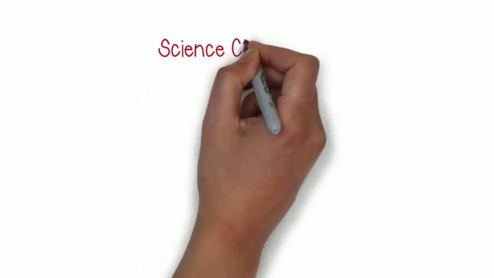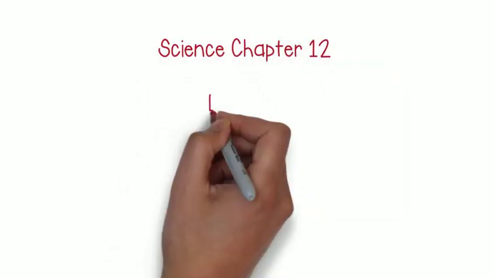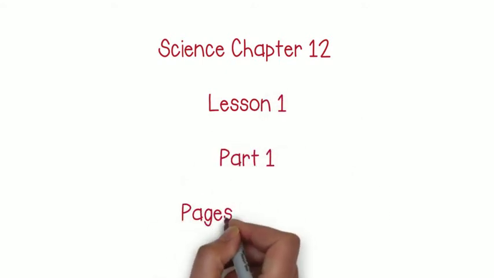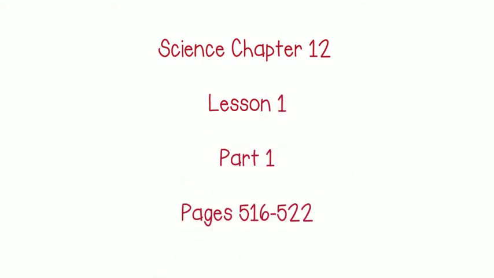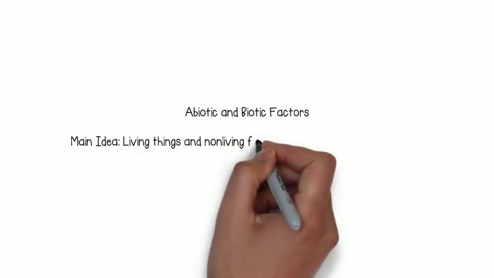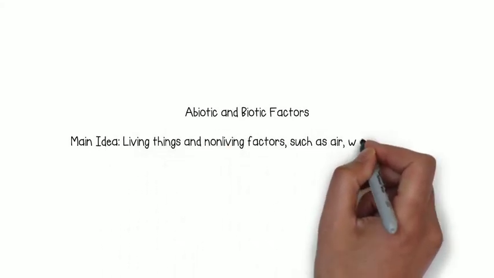Alright guys, this week we're going to look at chapter 12. We're going to start with lesson 1, but we're going to do it in two parts. So we're just going to read pages 516 to 522. Abiotic and biotic factors. Living things and non-living factors such as air, water, sunlight, and soil interact in Earth's ecosystems.